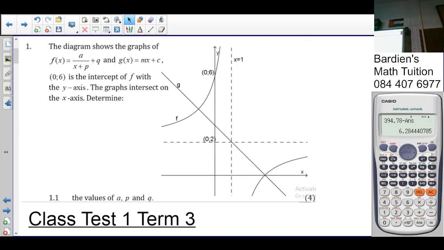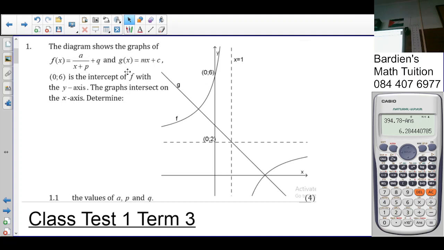The graphs intersect on the x-axis. As you can see here, they have a common x-intercept there. The first question says, determine the values of a, p and q. So where does a, p and q feature? They are simply in the equation of the hyperbola graph.